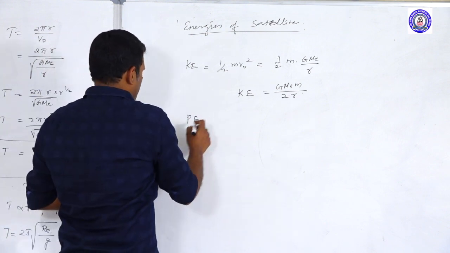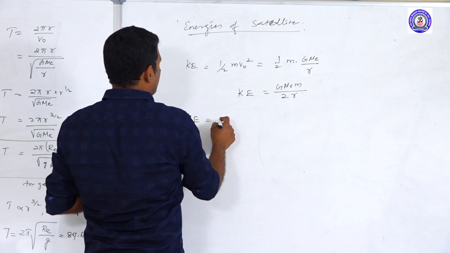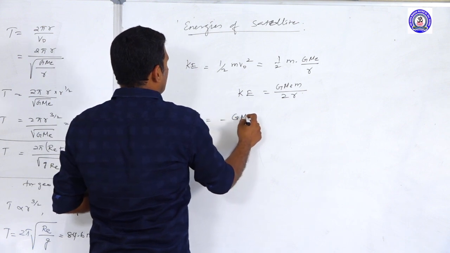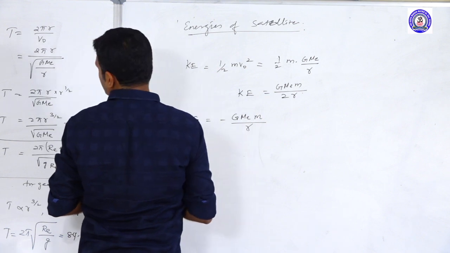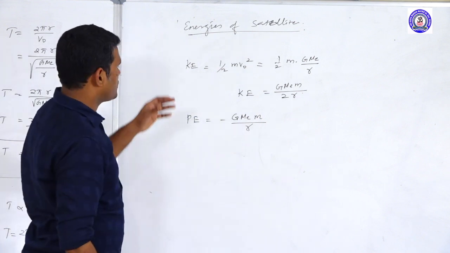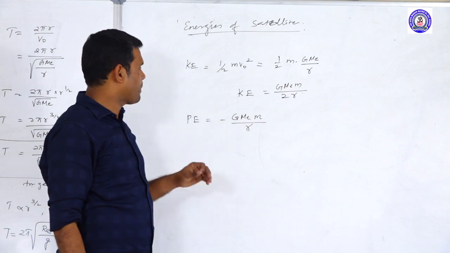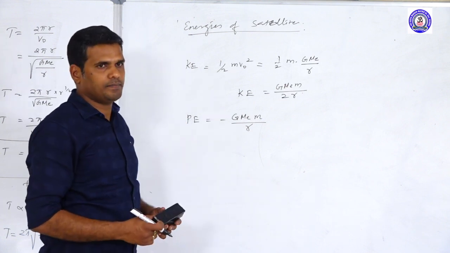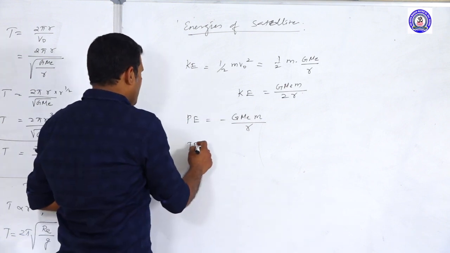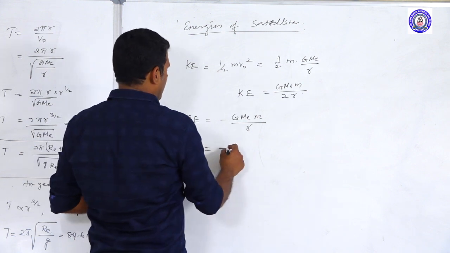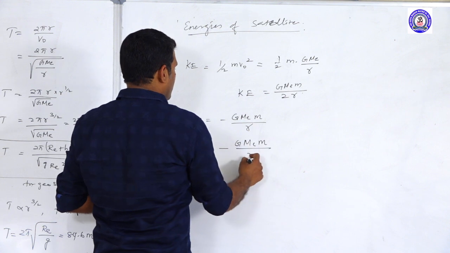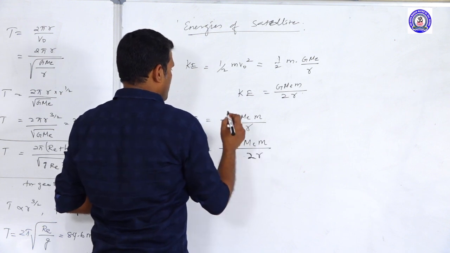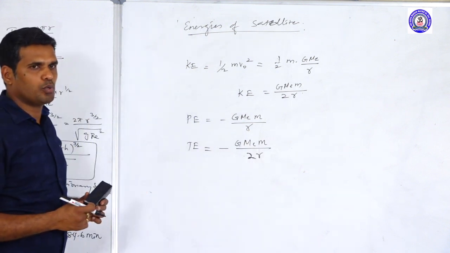Potential energy of the satellite is given by the expression minus of GME small m divided by small r. This will give you the potential energy. Then total energy of the satellite can be given as minus of GME m divided by 2r.